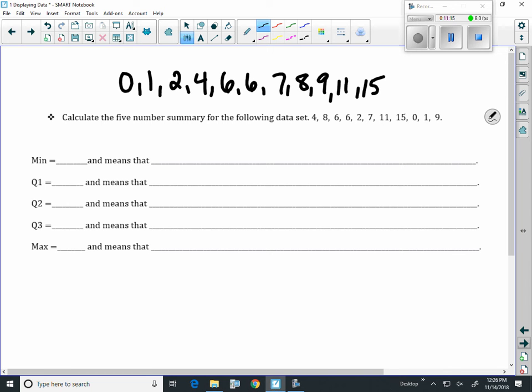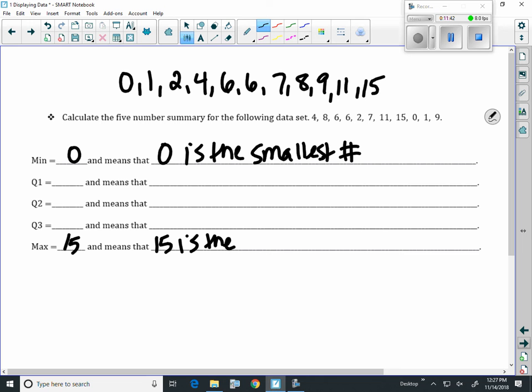Okay, what is our minimum? 0. We don't really have a word problem here. Typically, these are going to be word problems. But here, 0 means that 0 is the smallest number. Max of 15, okay, 15 is the highest number.